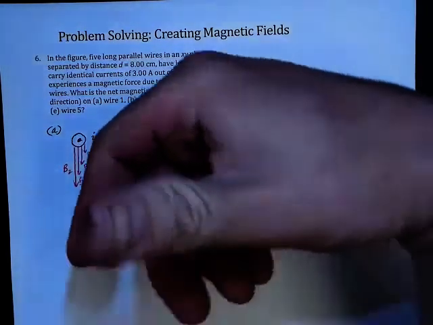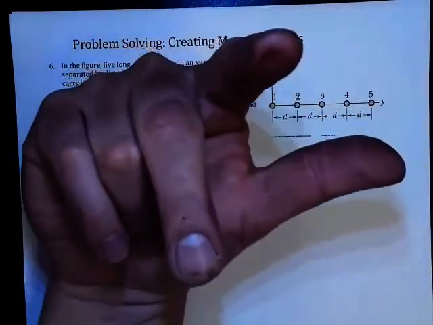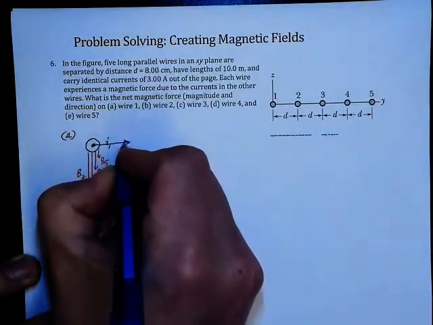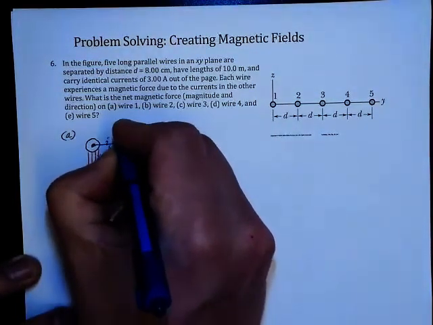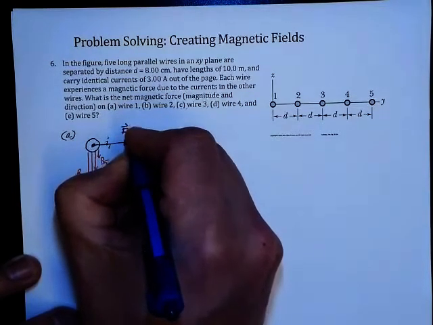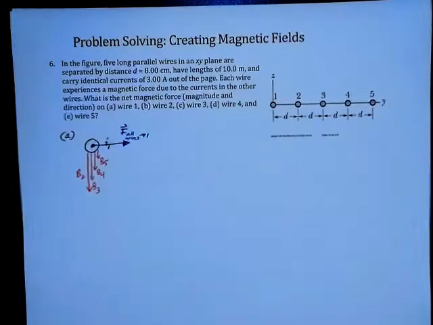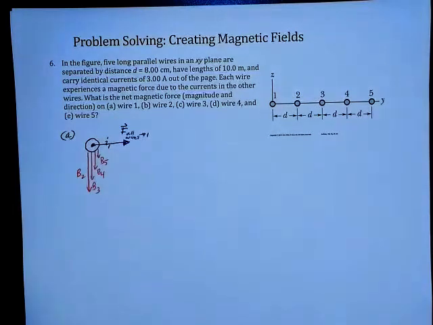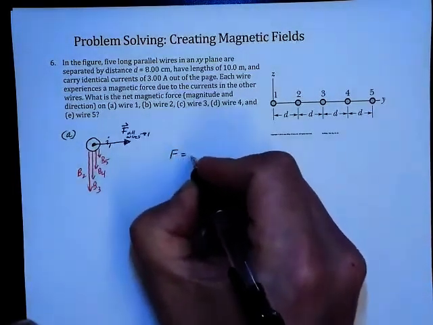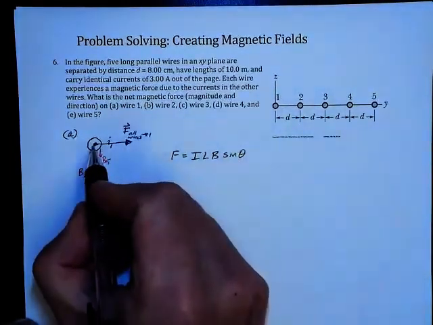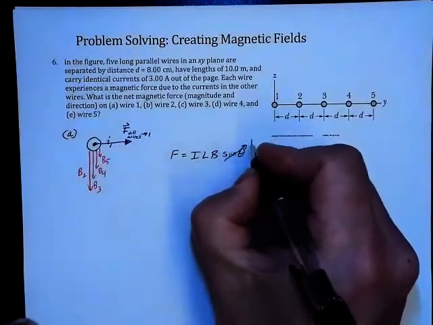If I then apply my force right-hand rule, I've got current coming out of the page and my magnetic field is down toward the bottom of the page, and that leaves my thumb pointing to the right. That means the force on current carrying wire 1 due to all the other wires is pointing to the right. All right, how big is that force? Well, force is I L B sine theta. Current's coming out of the page, magnetic field is down, those are 90 degrees apart.